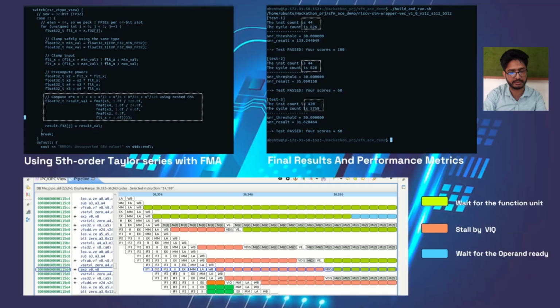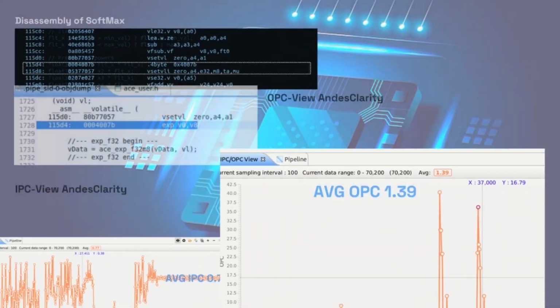In the Andes Clarity Pipeline Visualizer tool, we can see that there are very few pipeline stalls, and the exponential function completes in an average of 9 to 11 cycles in all the cases, and there is subsequent generation of results in every pipeline stage.